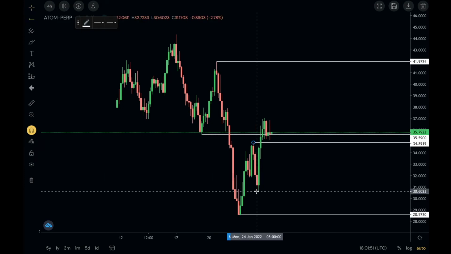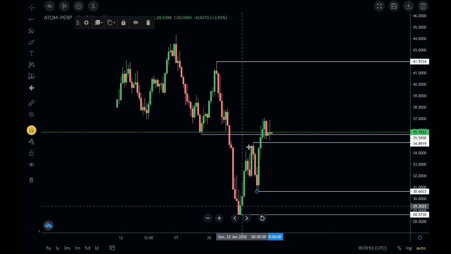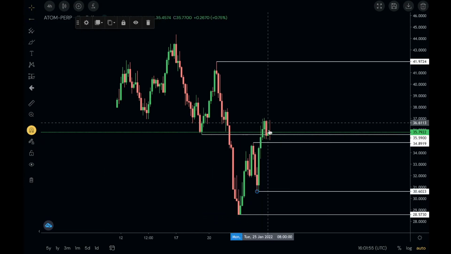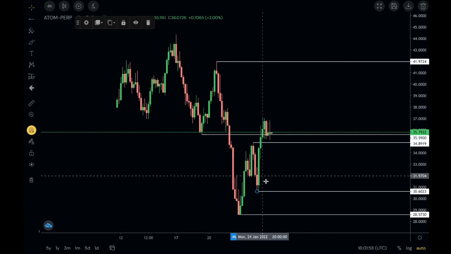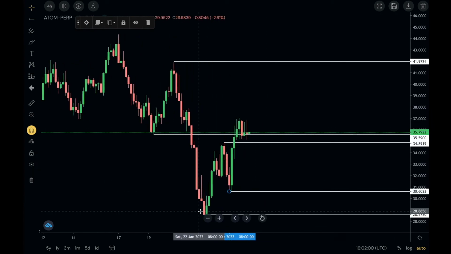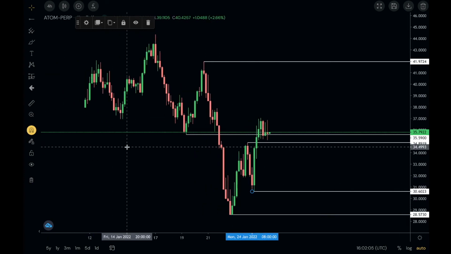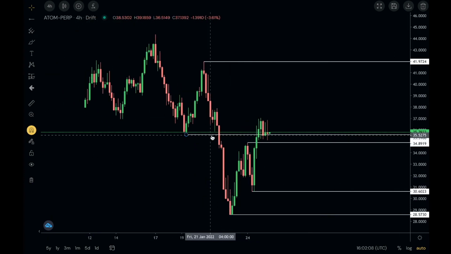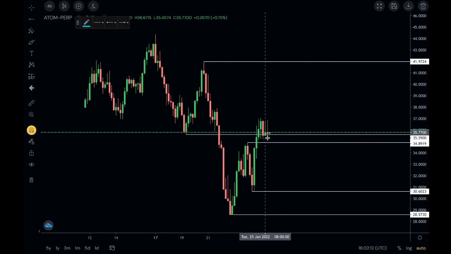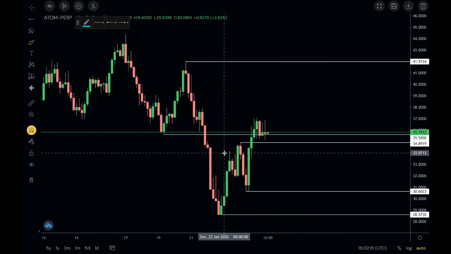So you got a high, you got a low, this high got broken, and it's printing right now a higher low. And we get a low and higher low already here. So, you know, the market structure on Atom is definitely a lot better than the rest of the crypto assets. It's kind of consolidating here.